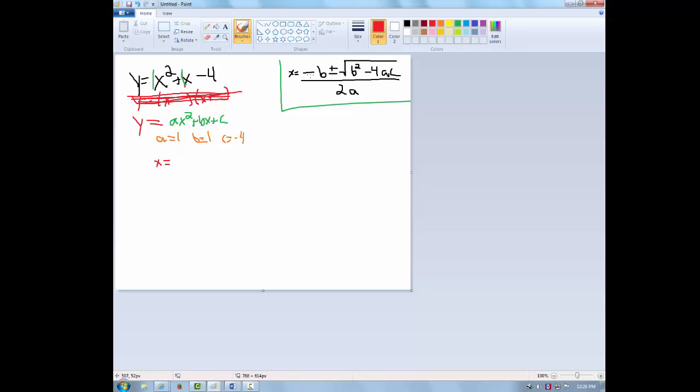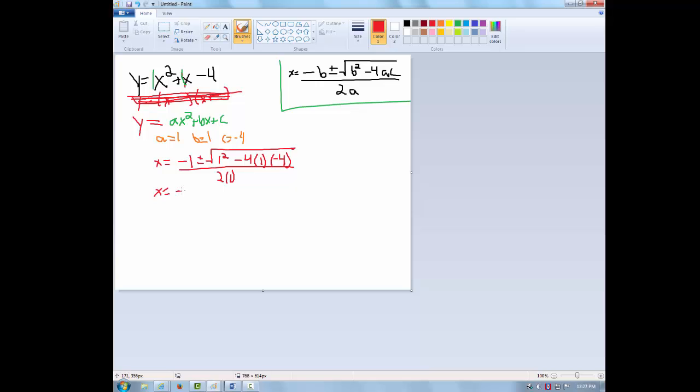So it's the opposite of b, so -1 plus or minus the square root of 1 squared minus 4 times a, which is 1, times c, which is -4, and all of that's over 2a, which 2a is 2 times 1. Okay, so now we just simplify and see what answers we get.